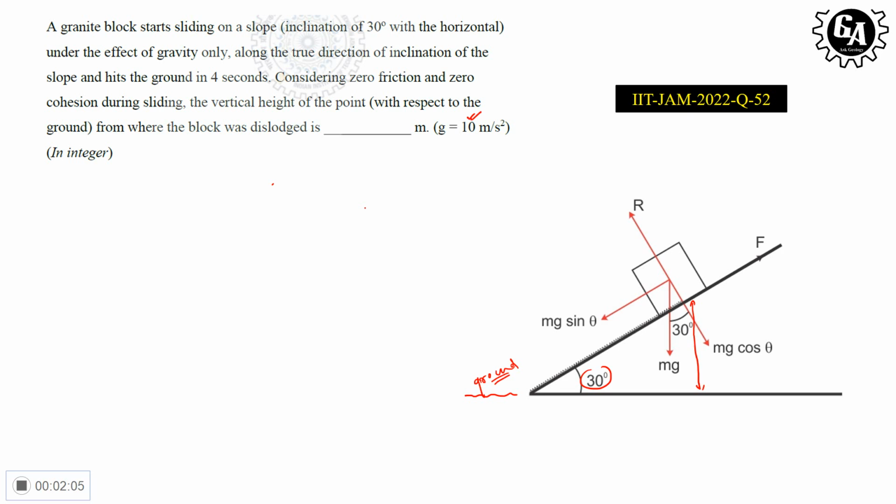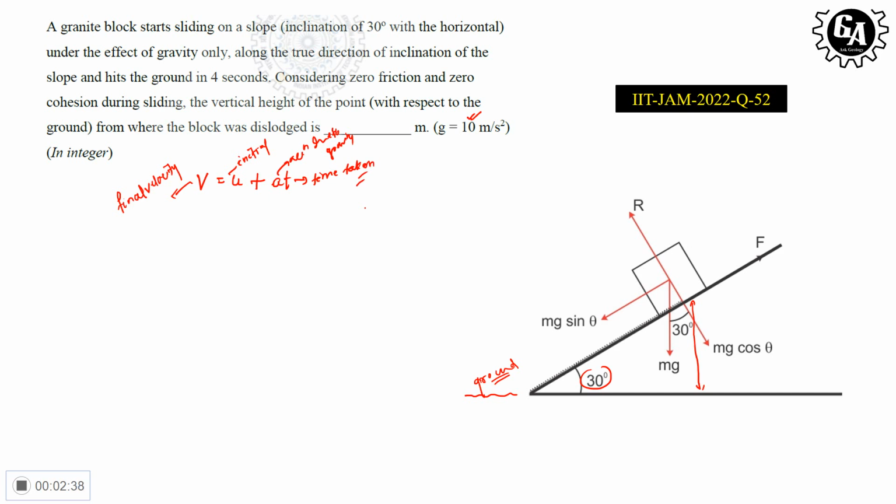By using the equation of motion, there is one equation called v equals u plus at, where v is the final velocity, u is the initial velocity, a is the acceleration, and t is the time taken. So we are going to use this one.